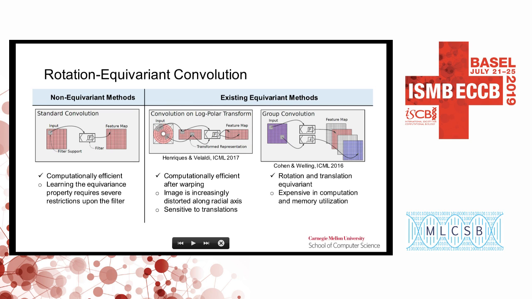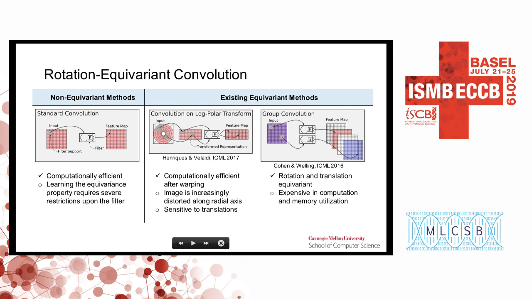Now this is very efficient on a GPU. However, it doesn't have a guarantee that this operation will be equivariant to rotation. There are some methods that already exist for encoding rotation equivariance, and I'll just focus on the second one here, which is group convolution. This was proposed by Cohen and Welling recently, and it's based on group theory and mathematics.